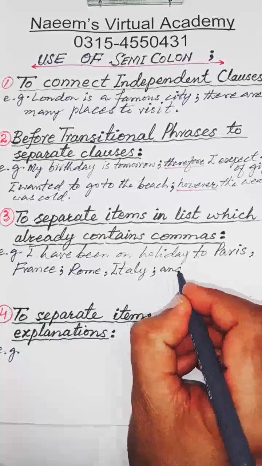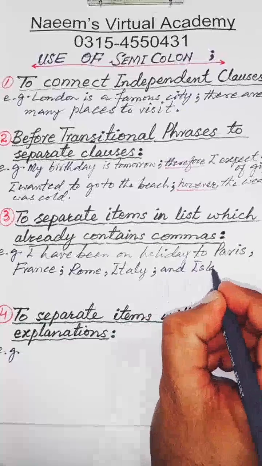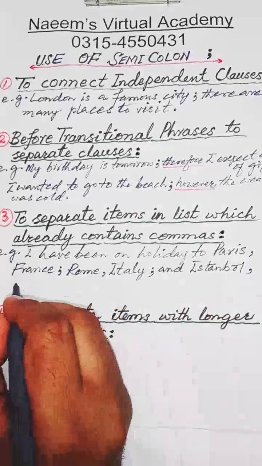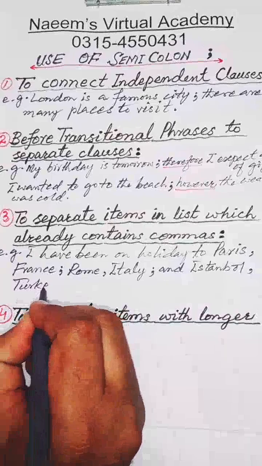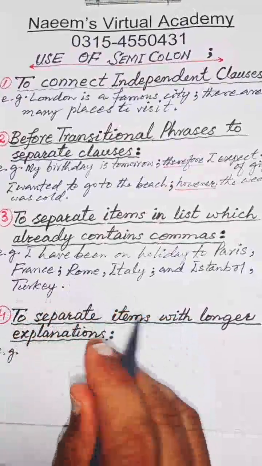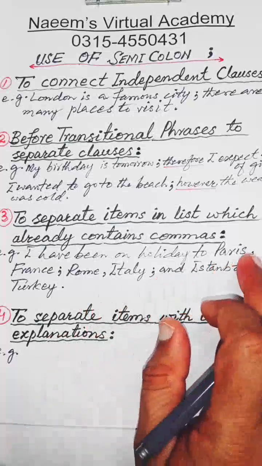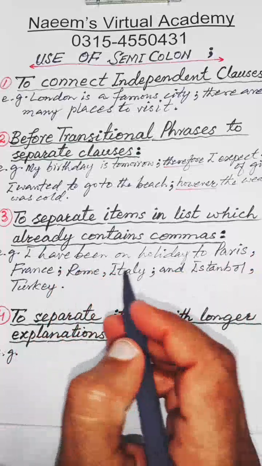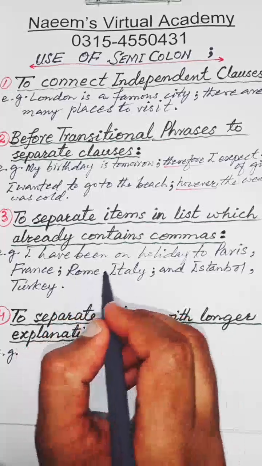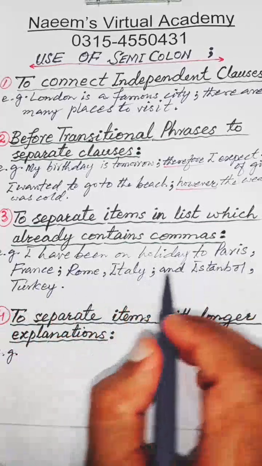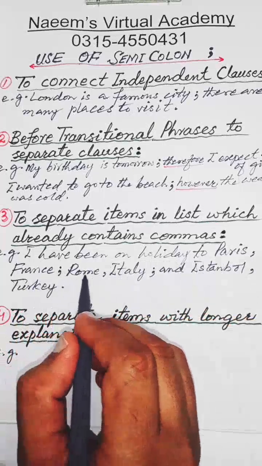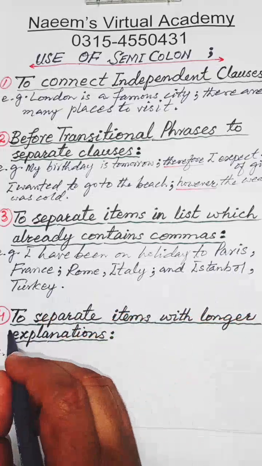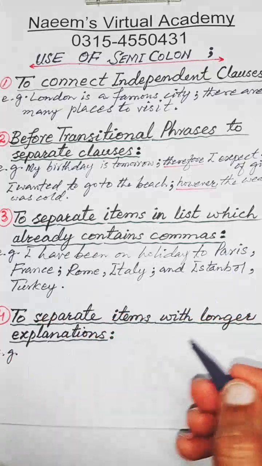And Istanbul, Turkey, full stop. So in the list which already contains commas, you will be placing a semicolon, meaning you are just separating the countries, and the comma will separate the city from its country. So: I have been on holiday to Paris, France; Rome, Italy; and Istanbul, Turkey. So use number 4 is to separate items with longer explanations.